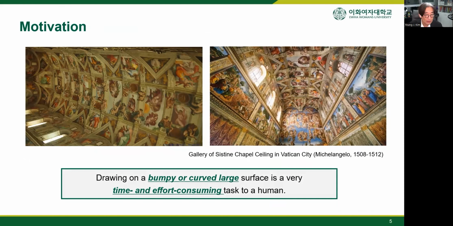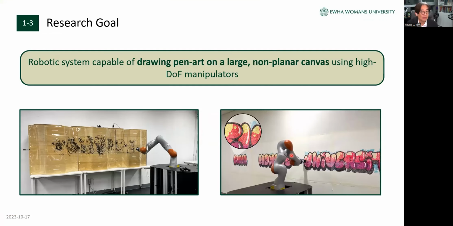As you can imagine, if you ask a human to draw this kind of complicated drawing on a really large wall, or to make it even worse, on a bumpy, non-flat curved large wall, it'll be really difficult and time-consuming. For example, in the Sistine Chapel, Michelangelo took almost 4 years to complete this. So the research challenge for us was how you can use a robot to create this kind of artistic drawing on a really large, non-flat canvas. This was our research goal.